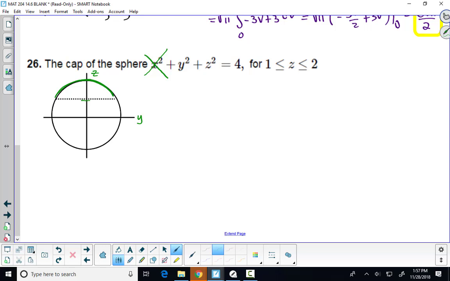Parametrizing a sphere. So when we are parametrizing a sphere, we are going to have flashbacks to a coordinate system. Spherical coordinate system. So let's go back to basics. Remember that first we started with cylindrical. Cylindrical was x equals r cosine theta, y was r sine theta, and z was z.